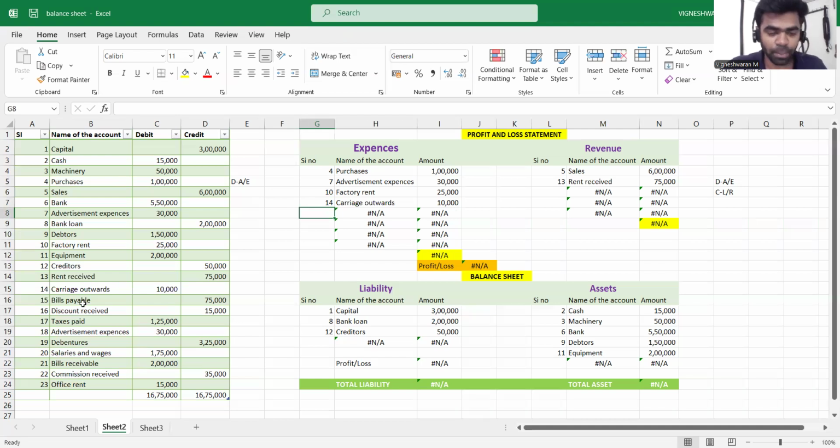Then 15th one, bills payable. It is in the credit side. It is a liability, right? It should either be a liability or a revenue. Bills payable means I only have to pay the bill. So I am liable for that amount. So 15th one.